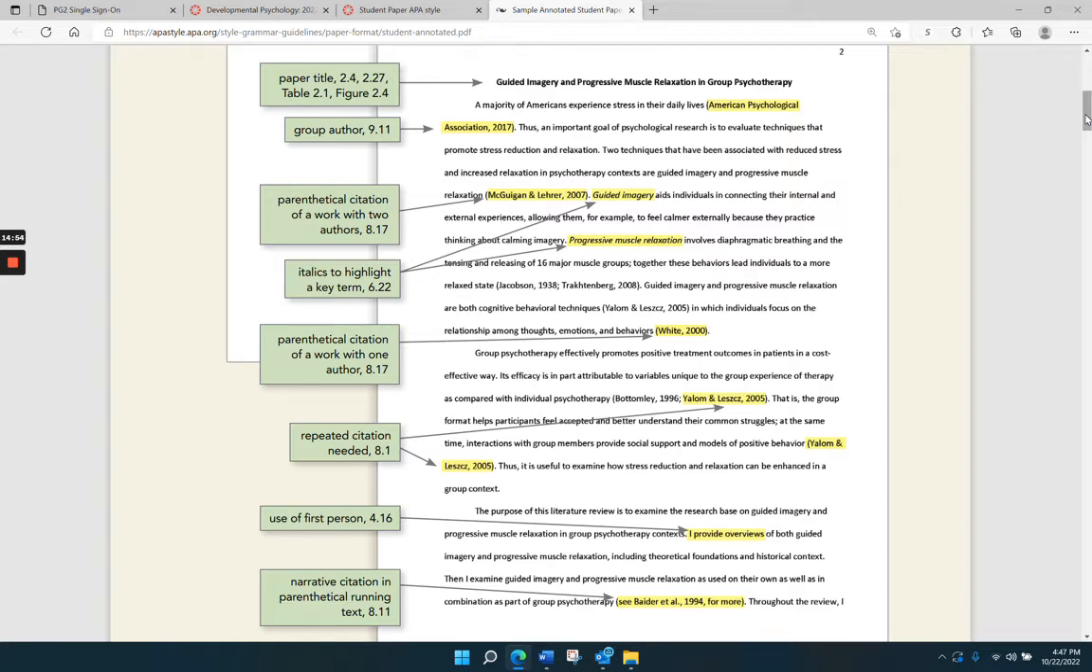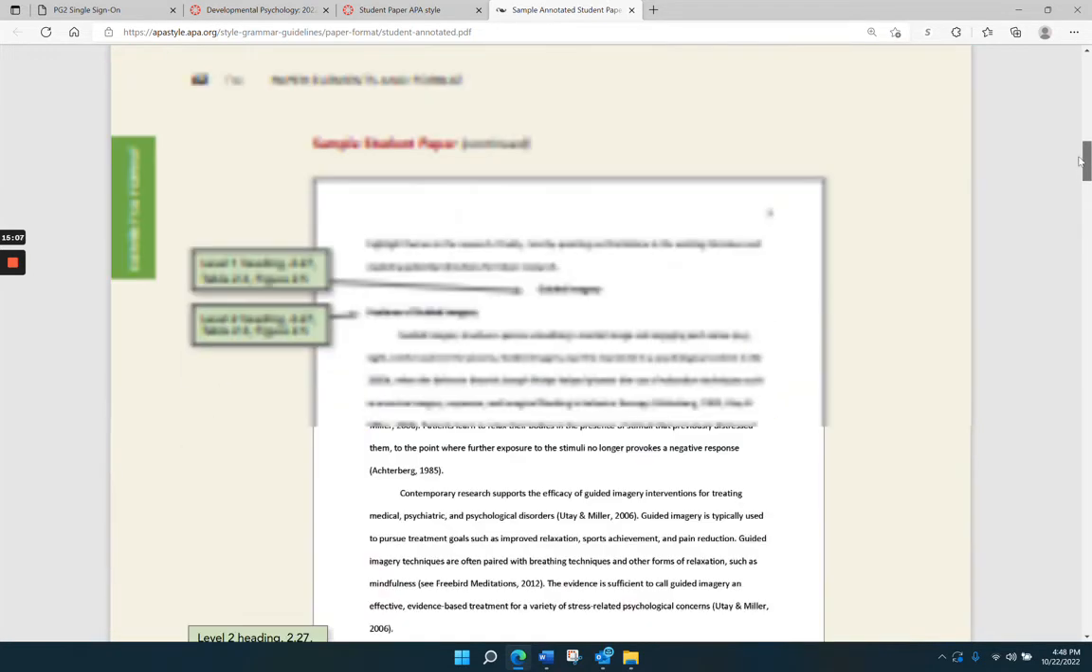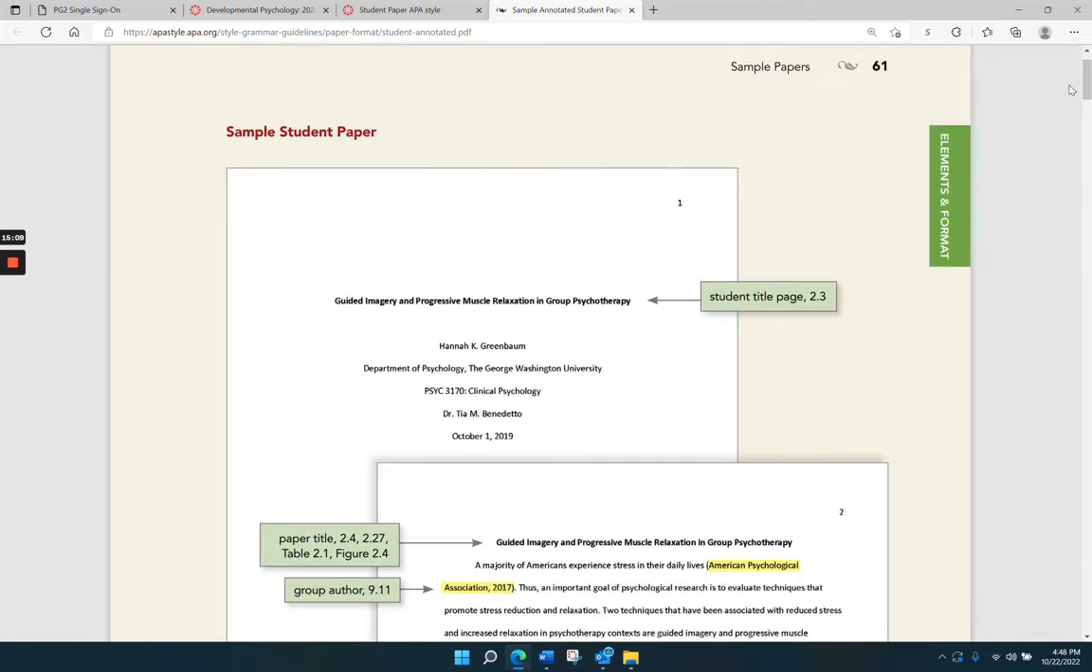So there's how to do your headings, how to do citations, and we'll talk about citations also, but you can kind of see there's examples here. And notice there's no abstract, there's nothing like that.